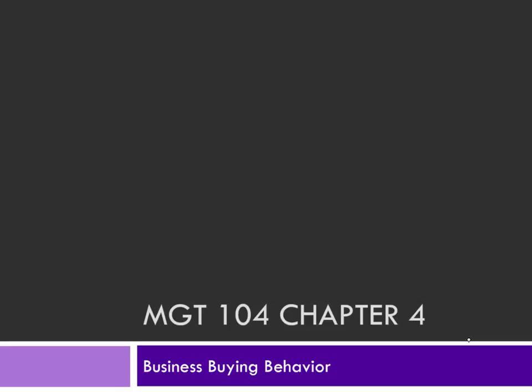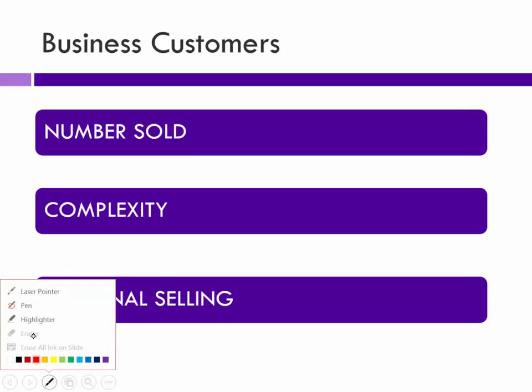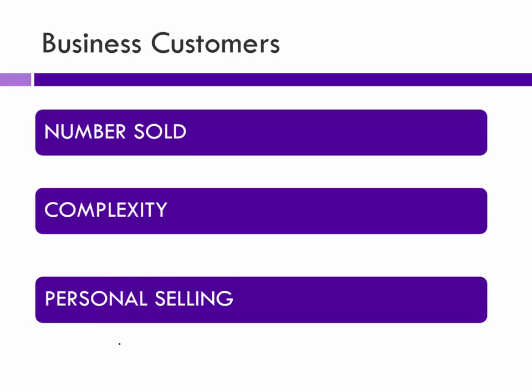Chapter 4, we're talking about business buying behavior, and we'll compare and contrast that to the consumer buying behavior that we discussed in Chapter 3. So some of the main differences that we see between business and consumer customers: when we're selling to businesses, the number sold will be dramatically different. So we have generally fewer customers in numbers, but they're much bigger customers.